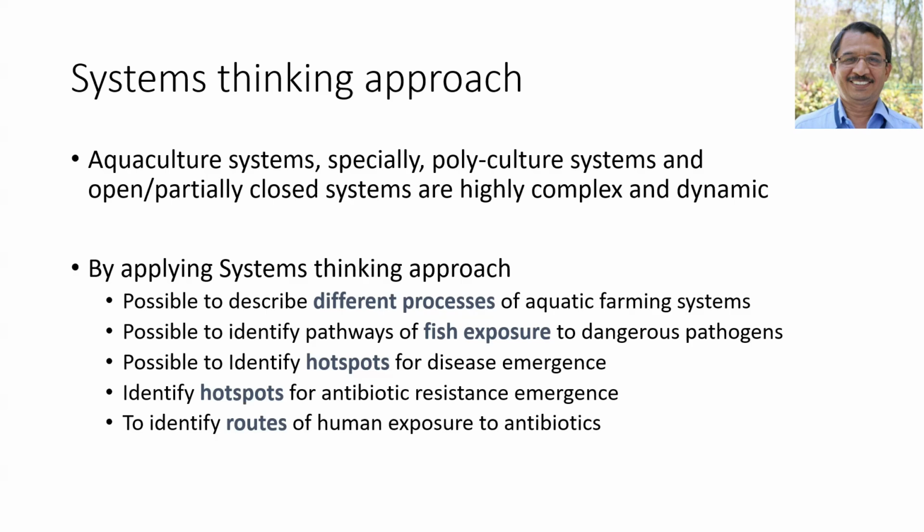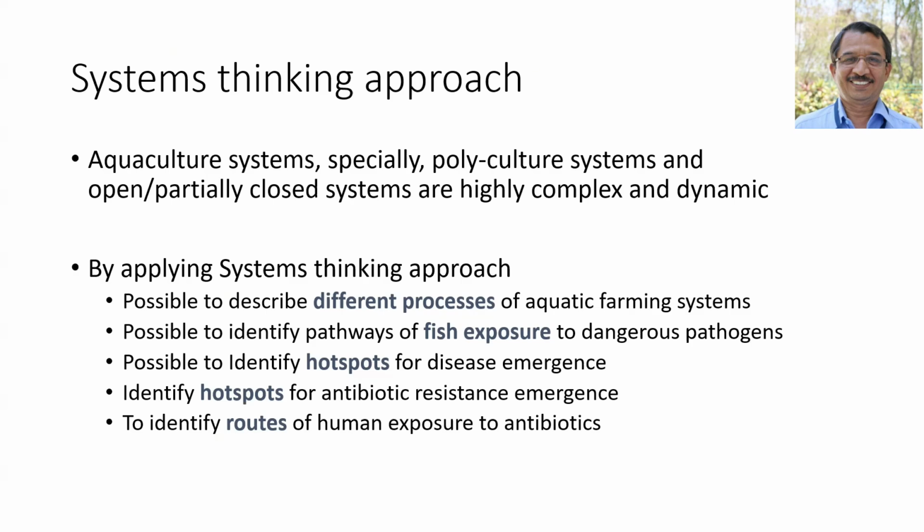And people have very clearly demonstrated that if somebody takes a very broad systems thinking approach, then it is possible to quantify risks to the farming system. It is possible to describe the different processes of the farming system. So one could very easily describe what are the different processes of a typical carp farming system in India, or a tilapia farming system in Bangladesh, or a catfish farming system in Nigeria.